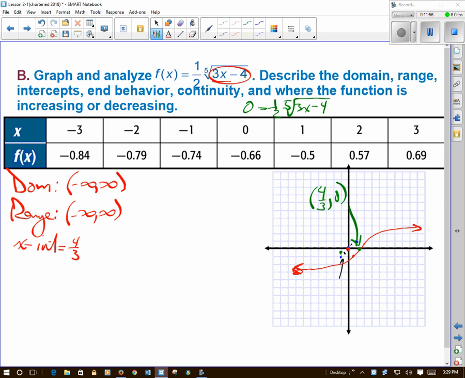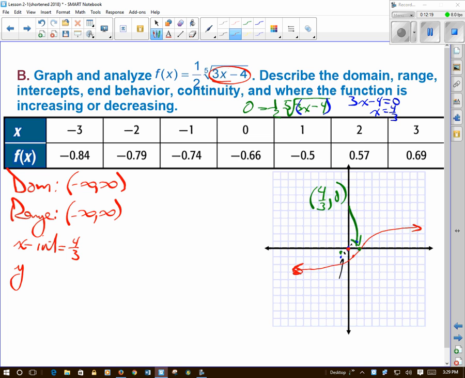For that whole thing to be 0, we might note that the only way that's going to happen is if 3x minus 4 equals 0, which is x equals 4/3. So that confirms what we got from the transformation there. So the x-intercept is 4/3.